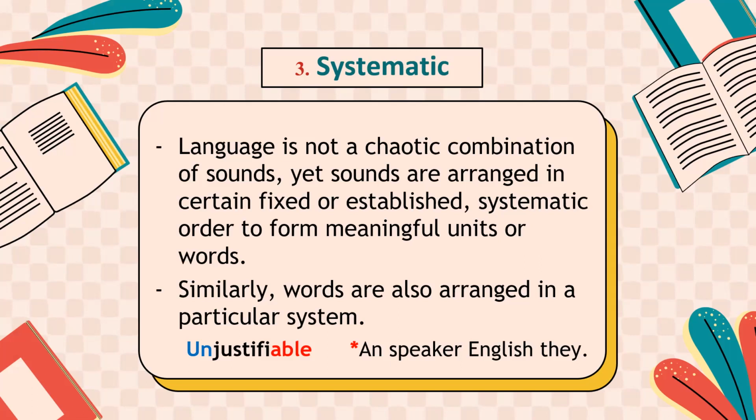Whenever you want to create a word, we have affixes, suffixes and prefixes, and we all know that the prefix goes at the beginning and the suffix at the end. You cannot replace these. Here we have the word unjustifiable. We cannot say able, justify, un. No, you have to say unjustifiable: the prefix at the beginning, the suffix at the end. This is how language is systematic. You have to follow a specific order. Words are produced by arranging the sounds in a fixed and established systematic way to give meaningful words and units.